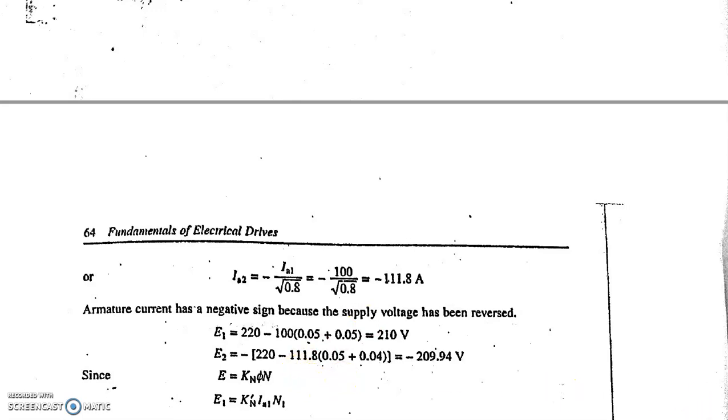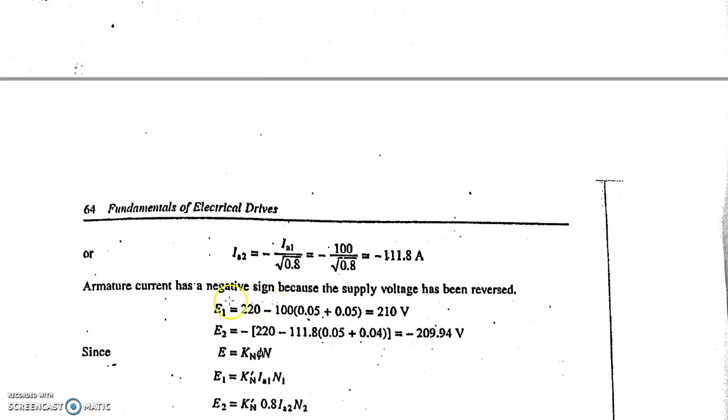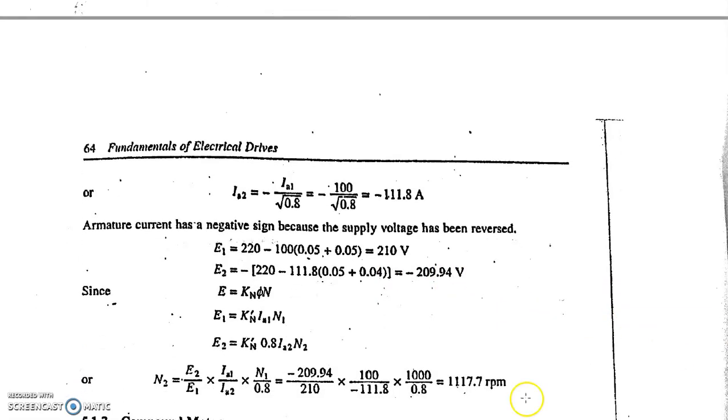A similar terminology we have to use here. We have to calculate the value of E1 and E2. E1 is equal to 220 minus, in this case this is a series motor, so armature winding resistance and field winding resistance are in series, so we take the sum of both. So E1 is equal to 210, and E2 is taken negative because the supplied voltage has been reversed, so it is minus 209.94. So we can get the ratio of E1 and E2.